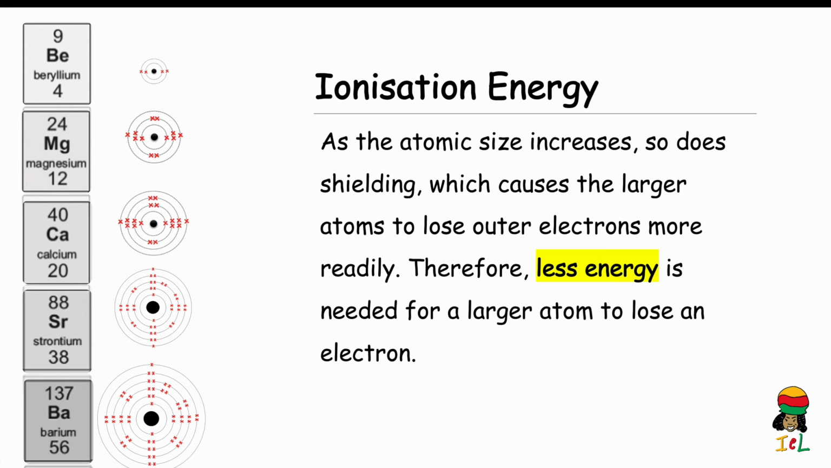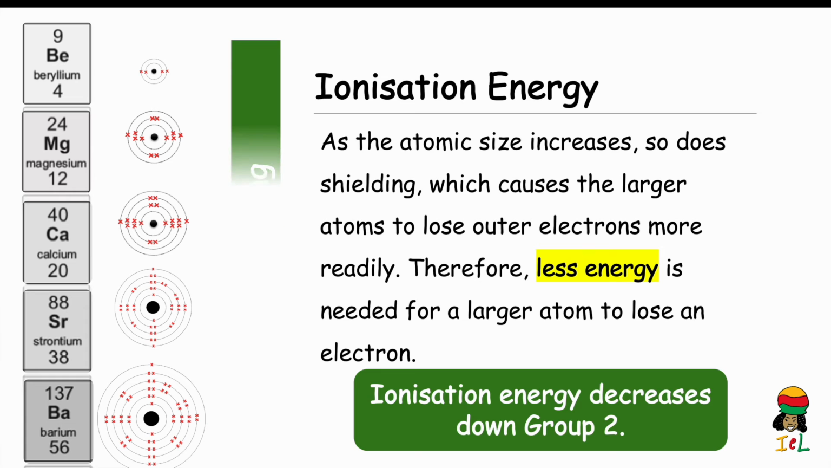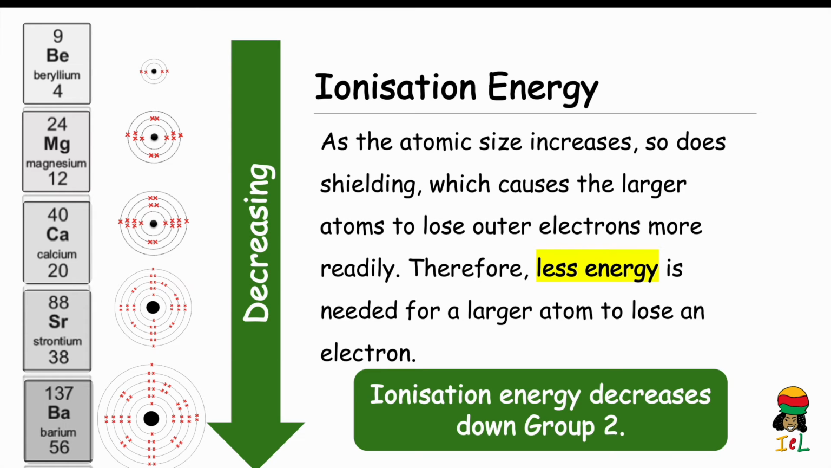Therefore, as we go down group 2, it becomes easier for the atoms to lose valence electrons from their outer shell. So for emphasis, keep in mind that as the atomic size increases, so does shielding, which causes the larger atoms to lose outer electrons more readily. Therefore, if they're losing electrons more readily, then less energy is needed for a large atom to lose an electron. Consequently, ionization energy decreases down group 2.